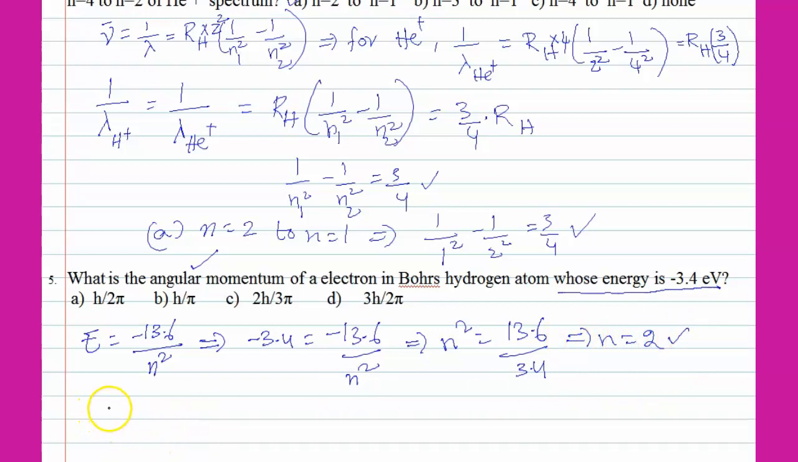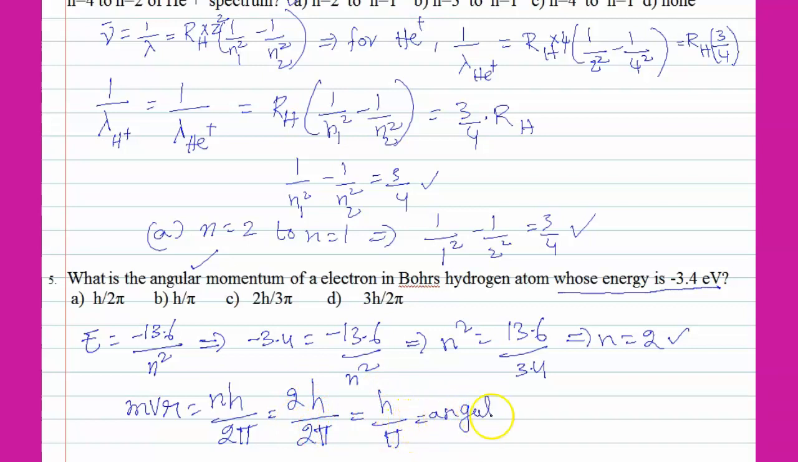So if you know the n value, we can find out the angular momentum. Angular momentum mvr equal to nh by 2 pi. So we know the n value, 2h by 2 pi. 2 cancels here, so h by pi. Angular momentum is h by pi. So option B is the correct one.